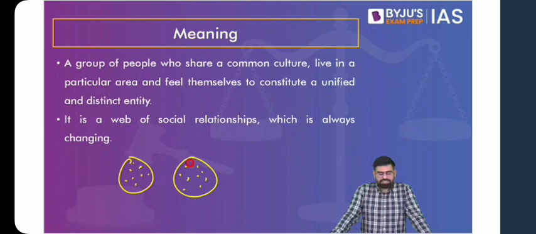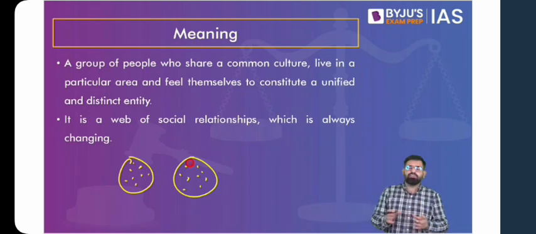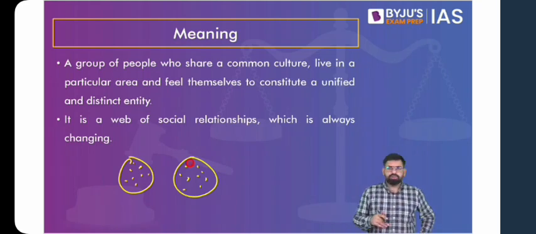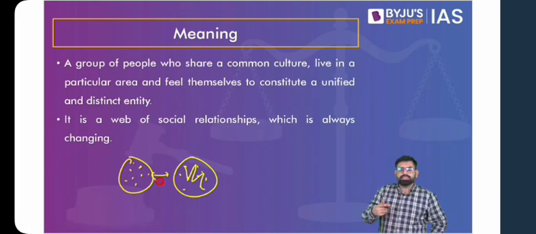So when you understand society, you have to understand that it is not just this sum total of people or individuals in the society. It is this complex web of relationship between people and between social groups as well.